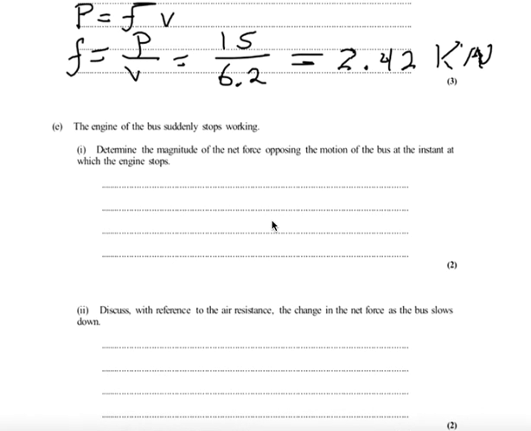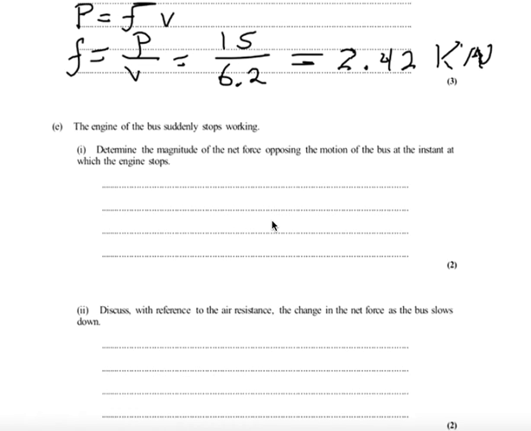Hang in there. Now the engine of the bus suddenly stops working. Newton's first law is going to tell us that the bus is going to keep rolling for now while it still has inertia, momentum. We want to determine the magnitude of the net force opposing the motion of the bus at this instant when the engine stops, so the driving forces quit.